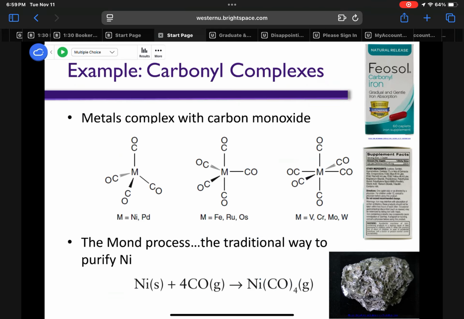Okay, we're going to wrap up now with a discussion of some very important transition metal complexes. We now know how to name them, figure out the oxidation state, but it's also really helpful to see why we're learning about these.